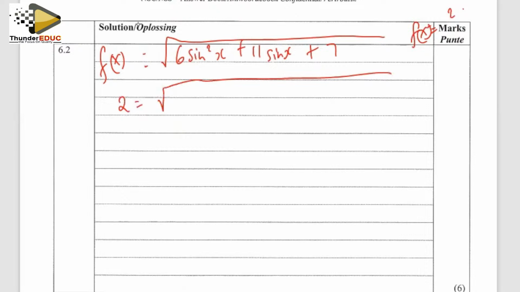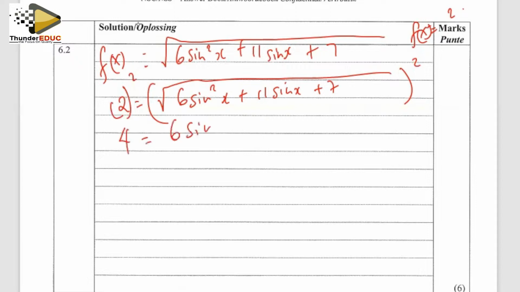So I'm going to replace this with a 2. Okay, that is 6 sine squared x plus 11 sine x plus 7. Let's square both sides to get rid of the square root now. So I have a 4 is equal to 6 sine squared x plus 11 sine x plus 7. Move the 4 that side, which means I'm going to be left with a 3. So 6 sine squared x plus 11 sine x plus a 3 is equal to 0.